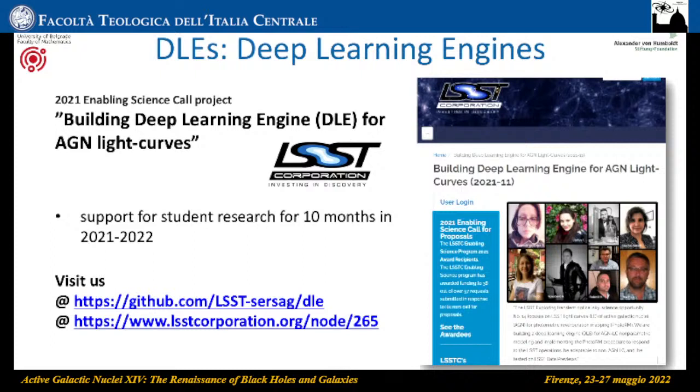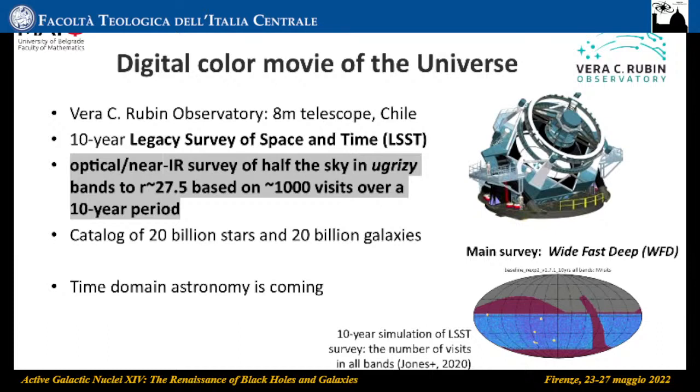Why we want to do this, I just want to spend some time presenting the LSST. You probably all know about that, but just a few words. This is going to be a digital color movie of the universe, a 10-year-long color movie, which will give huge opportunities to study the optical variability of many objects, but especially AGN, which we know are one of the primary variable sources in the universe.